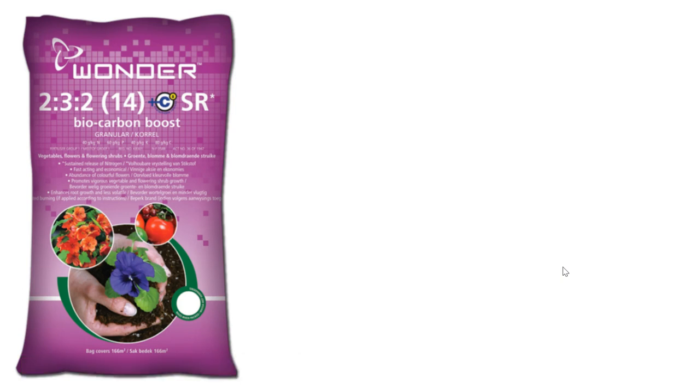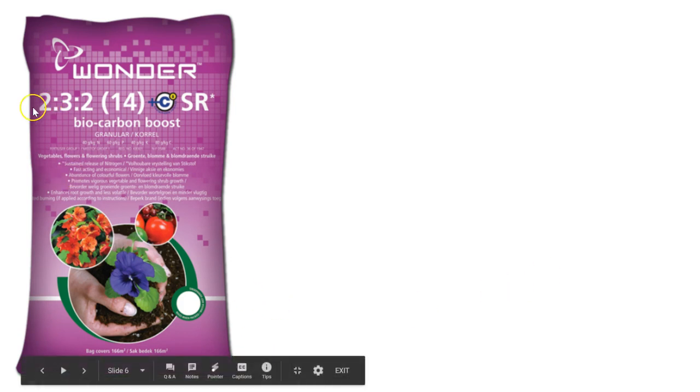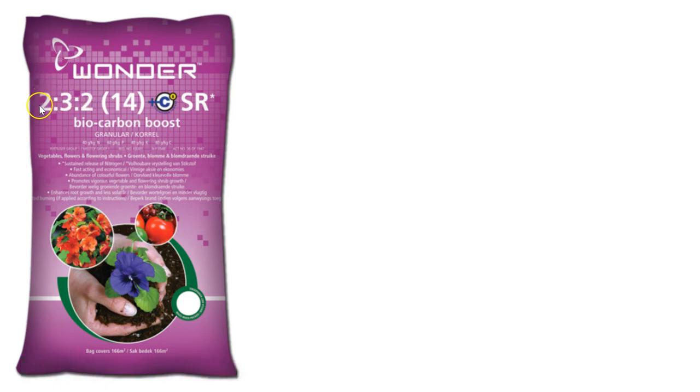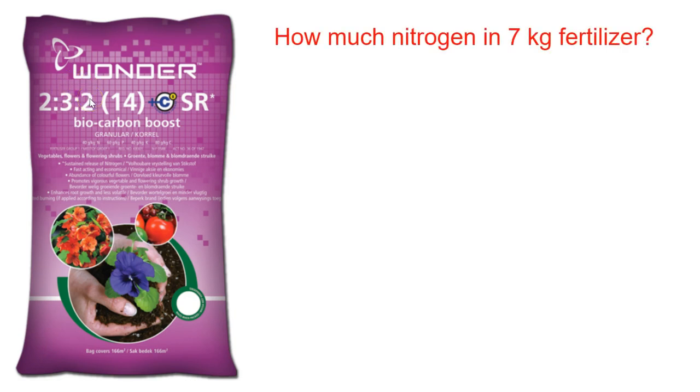Let's see if you clearly understand this calculation. I'm going to give you an opportunity to do this calculation on your own. Now look at this fertilizer. In this fertilizer I have the ratio 2 to 3 to 2. Remember, that is my nitrogen to phosphorus to potassium ratio. How much nitrogen will I find in 7 kilograms of fertilizer? Why don't you try to complete this on your own? After you try this on paper, do watch the next video for the solution. Good luck!